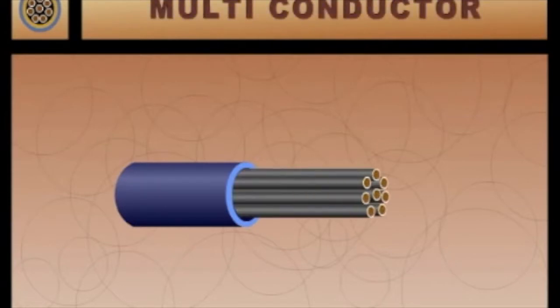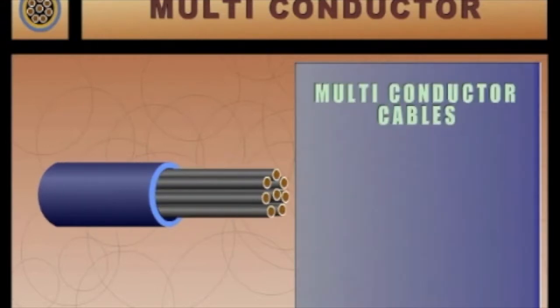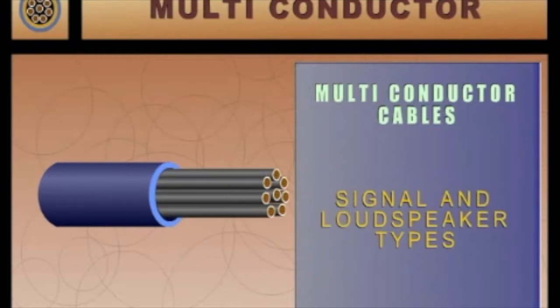Multi-conductor simply means multiple single or two-conductor cables are bundled together in one PVC jacket. Multi-conductor cables include both signal and loudspeaker types.